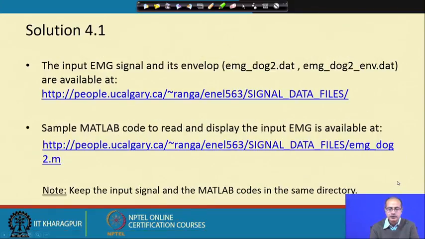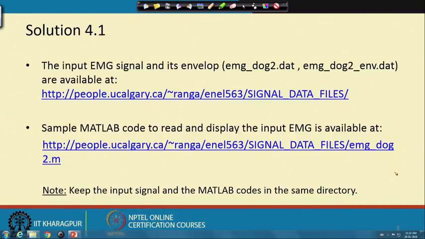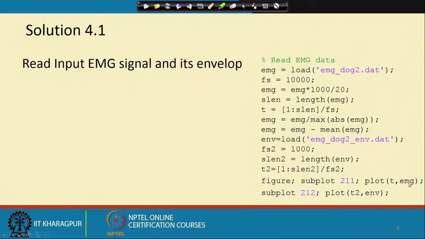So, first we take the EMG signal and the corresponding MATLAB file to read it, and we put the input signal and the MATLAB code in the same directory, the working directory of MATLAB, and our work starts from here. First we have to read the file. So, we load the signal into the variable EMG, and we know the sampling frequency is 10 kilohertz.